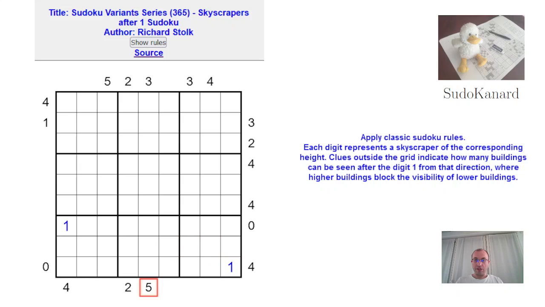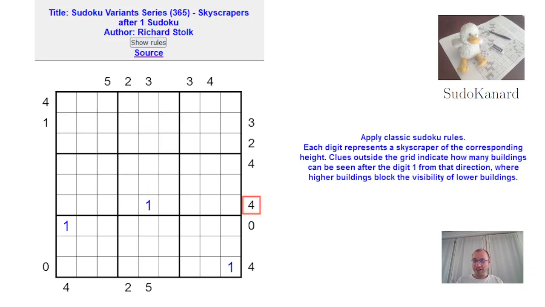Alright, so 5 means that 1 can't be too far away. All those buildings must be seen. And 1 can't be here, can't be here. So only 2 places in this column. But 1 here doesn't work because of this 3. Starting from the 1, we must be able to see at least 3 buildings. So 1 is here in this column.